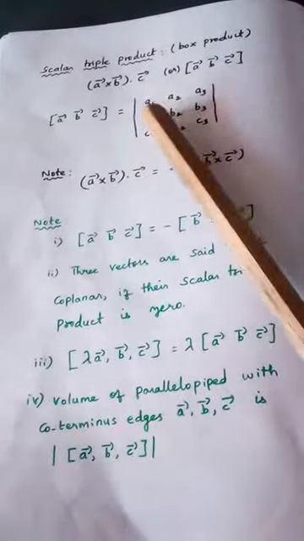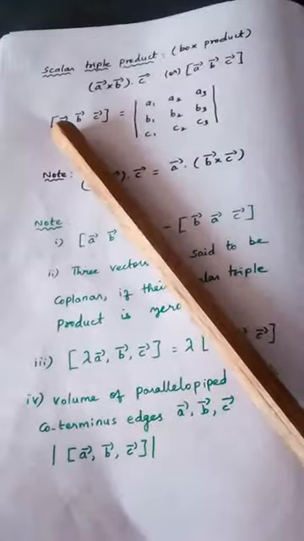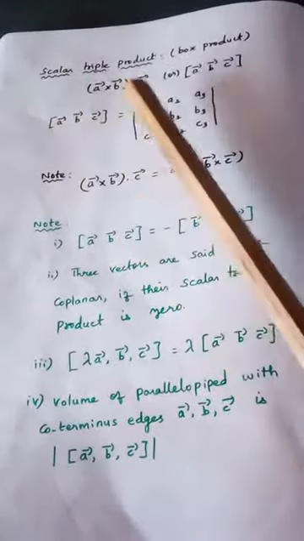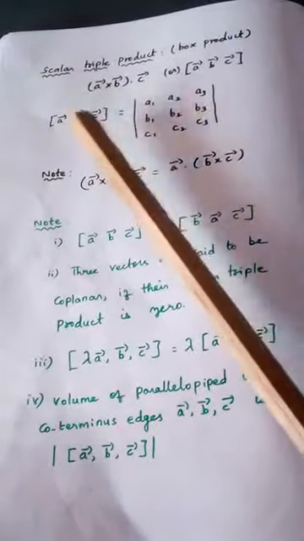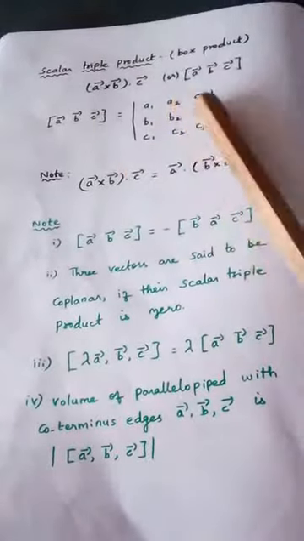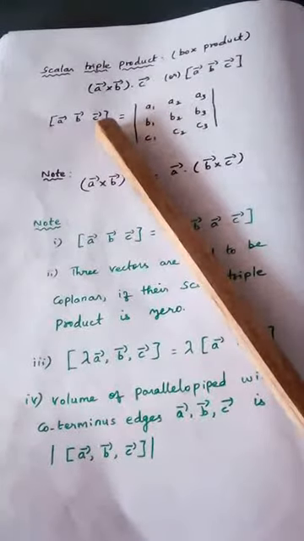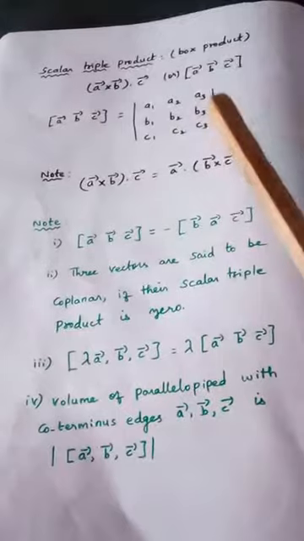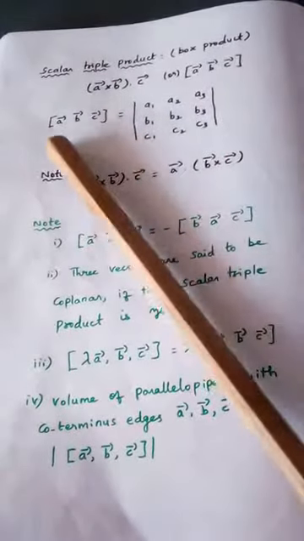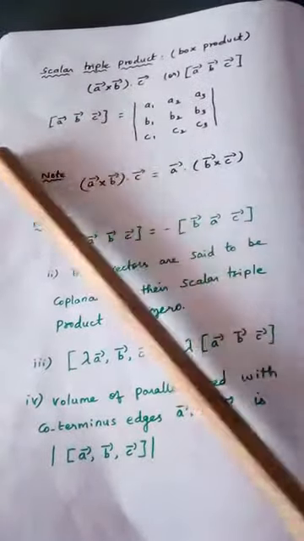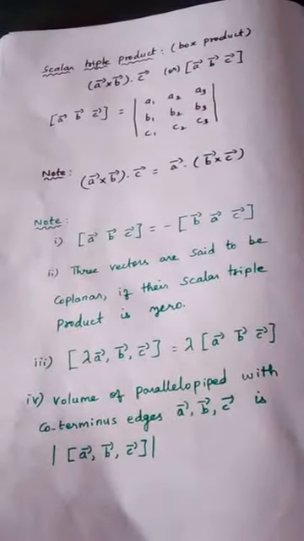Don't get confused about what A1, A2, A3 are. See A vector, out of which take the I coefficient, J coefficient, K coefficient. See B vector, write the coefficients. See C vector, write the coefficients. By expanding this determinant, we can easily find the box product value, box ABC.